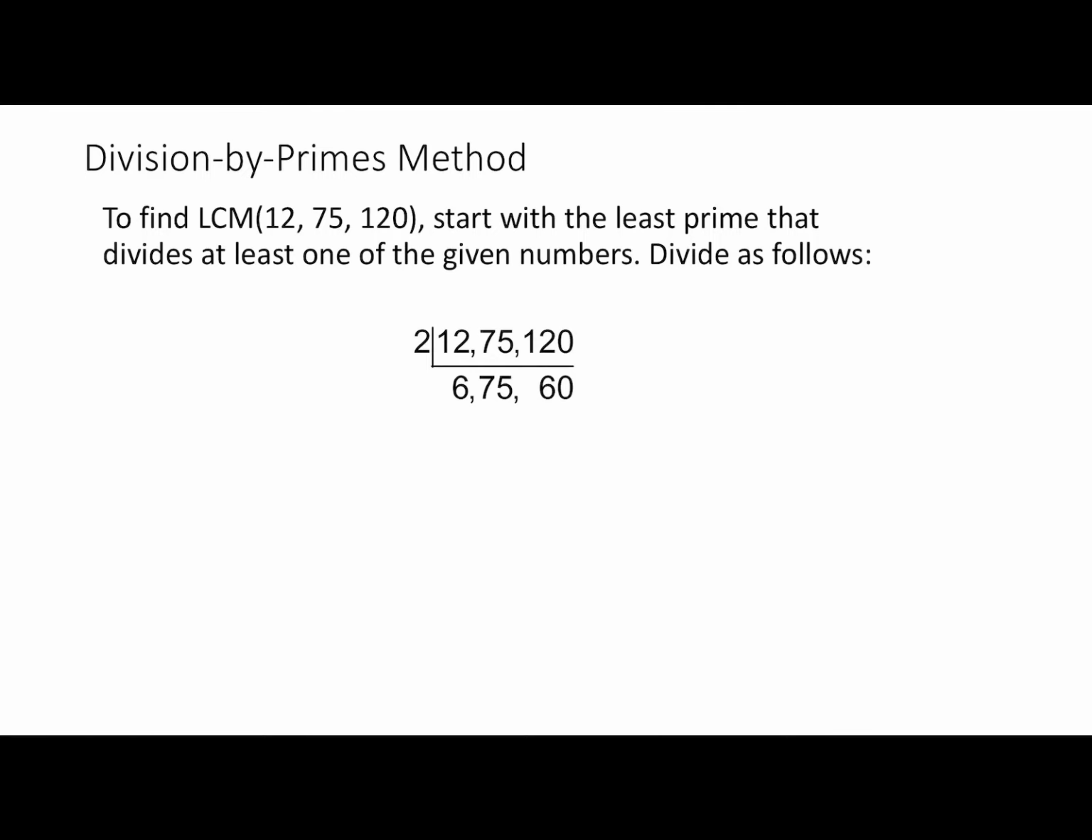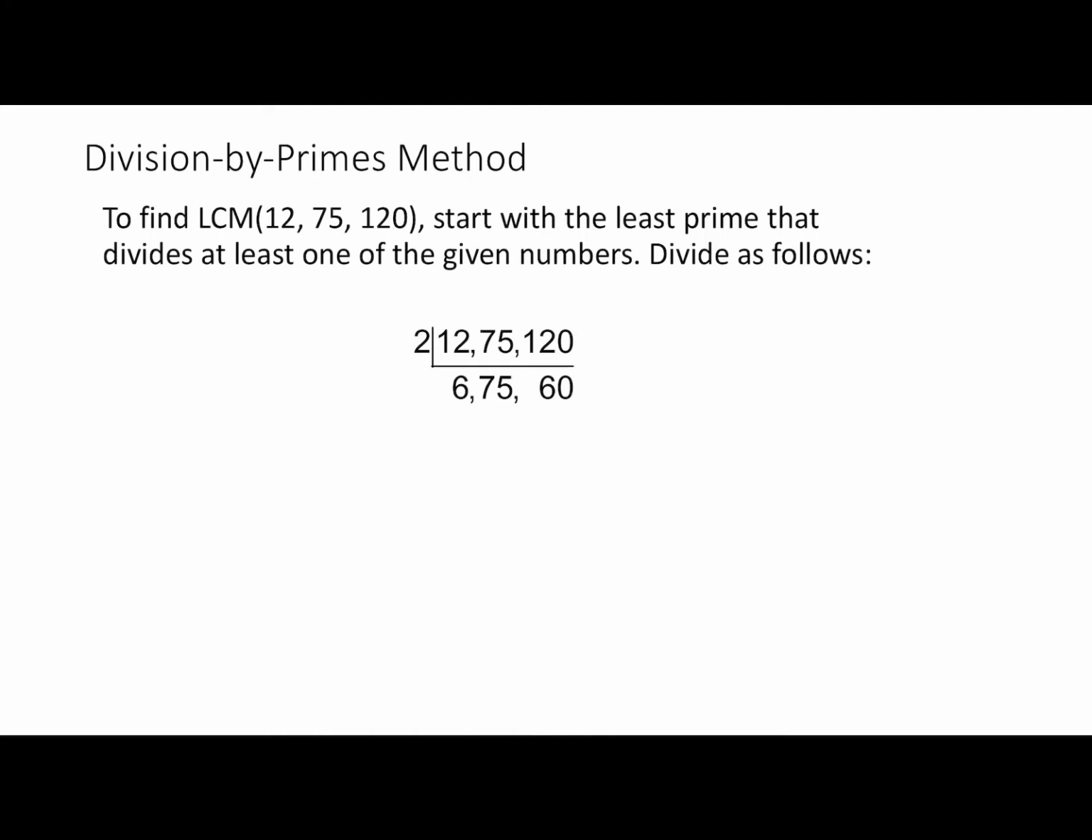Let's look at one more method for computing the least common multiple, and this is called the division by primes method. So the idea is I'm going to continually divide by the smallest prime that divides at least one of my given numbers. So this is a good method for finding the least common multiple if you've got multiple numbers that you're looking at. So I want to find the least common multiple of 12, 75, and 120.